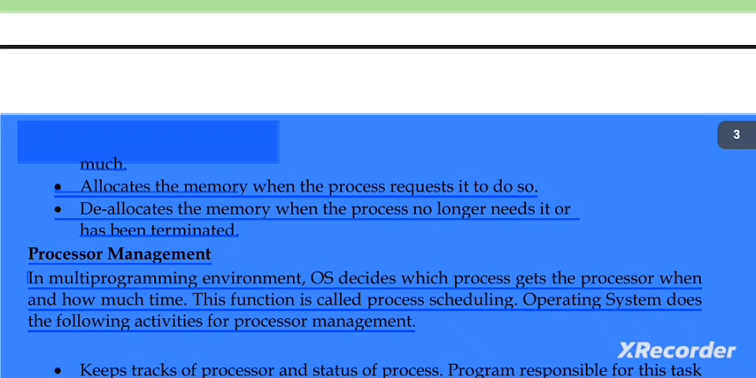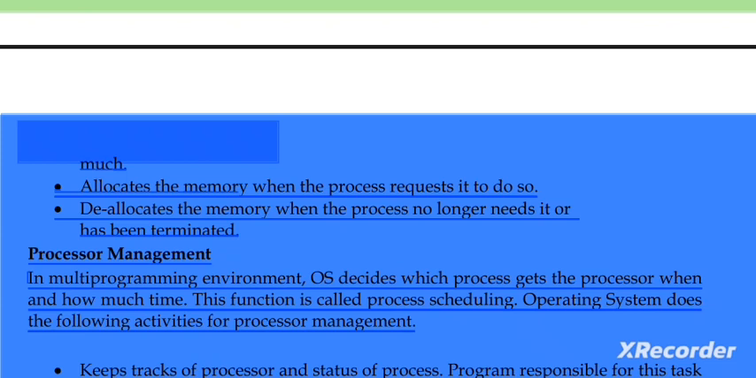Another memory management activity is that the operating system allocates the memory when the processor requests it to do so. When the processor requests the operating system to allocate memory, it quickly responds to give memory for the next program to be executed.